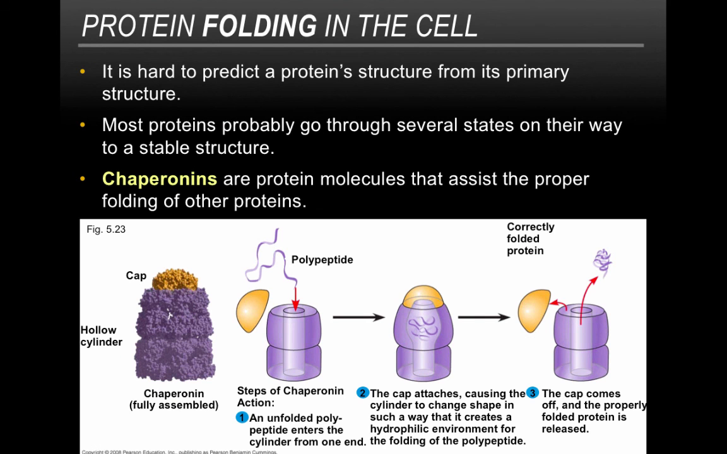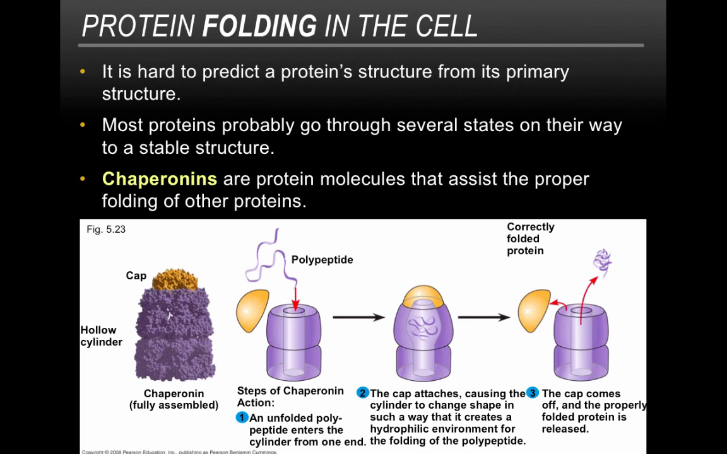As mentioned previously, the primary sequence, or the amino acid sequence, of a polypeptide will determine how a protein folds. However, it is very hard for scientists to predict exactly how a protein will fold from its primary structure alone. And it seems as though most proteins go through several states on their way to that stable three-dimensional form that is so vital to their function.